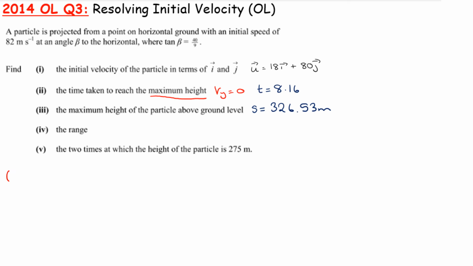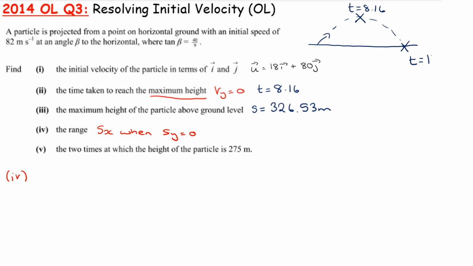Now part IV has asked us for the range. The range is Sx when Sy equals 0. Because our projectile is projected off horizontal ground and it lands like this, we have a full negative quadratic curve. We've already worked out that the maximum height happens when t is 8.16. So we can say that the time down here is 16.32 seconds. We can use the fact that that quadratic is symmetrical to help us a little bit here.